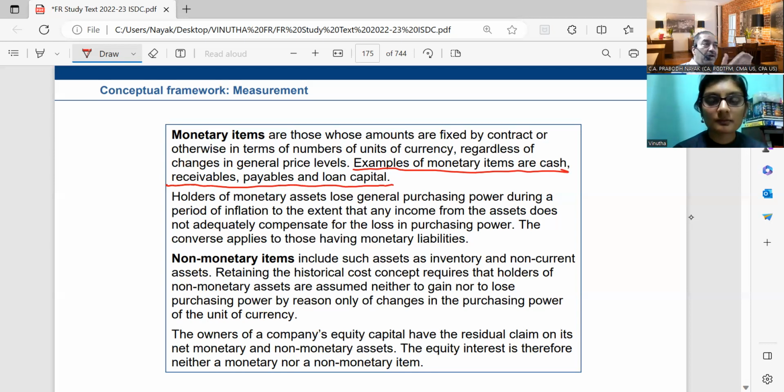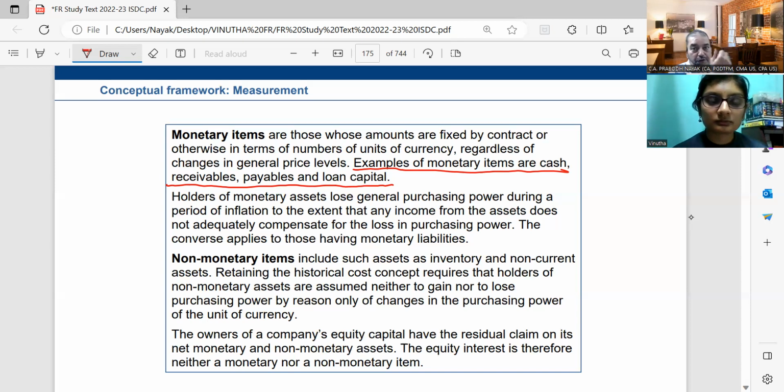Let us say that you have taken a loan from the bank of 1 lakh rupees. And next year there is inflation. So will the bank tell you, now you are not supposed to repay 1 lakh, you are supposed to repay 1,10,000? No. The bank will not tell you that, because the amount of loan taken by you does not change irrespective of the inflation.